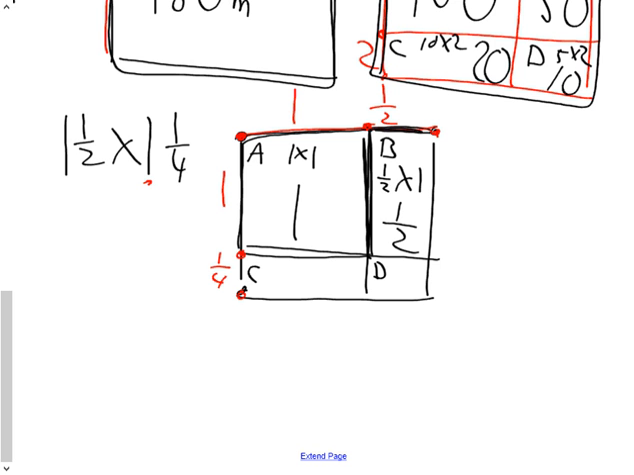What's the length? 1. And what's the width? 1/4. Well, that's easy too. What's 1 times 1/4? 1/4. Same thing as our last one. Anything times 1 is itself. So I'm going to circle these areas. So now we got A, B, C.